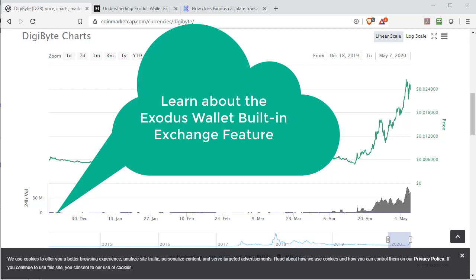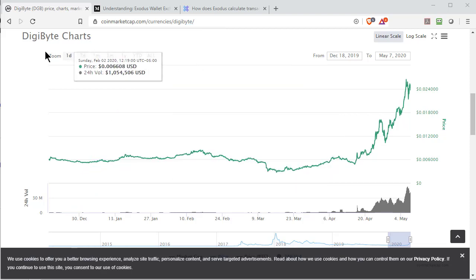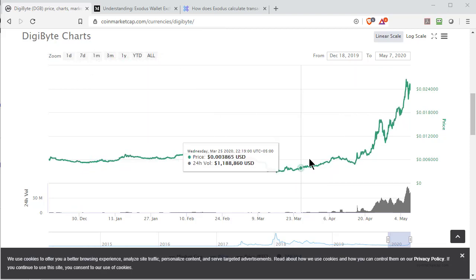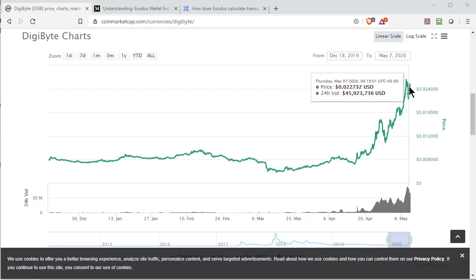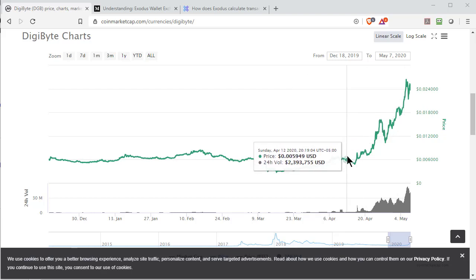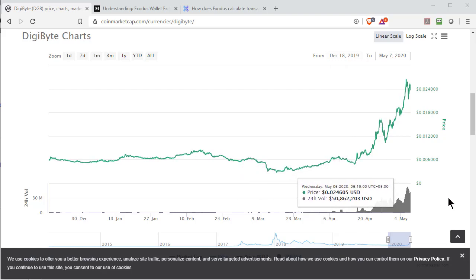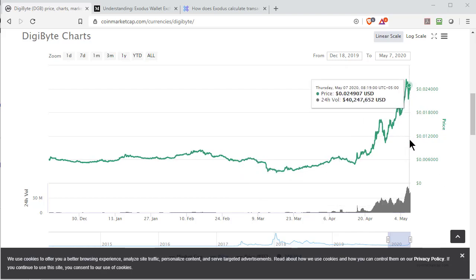I'm going to use the exchange function in the Exodus cryptocurrency wallet to exchange one coin for the other. The reason why is I've been investing in Digibyte and it's kind of gone crazy the last week or so. It's up about 400% or more, maybe 500%. And so I'm going to cash out a percentage of my holdings in that, thinking that it's probably going to drop again before it goes back up.